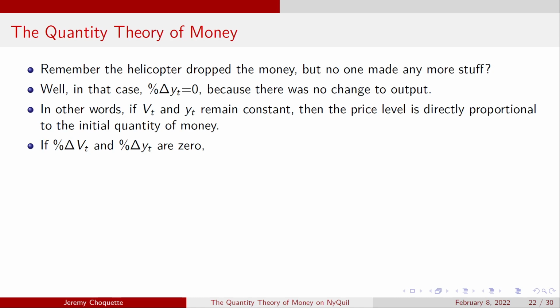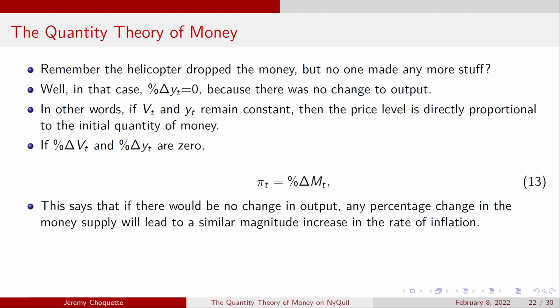So percent change in V and percent change in Y are equal to 0, which tells me that the inflation rate is equal to the percent change in the money supply. This says that if there would be no change in output whatsoever, any percentage change in the money supply leads to a similar magnitude increase in the rate of inflation. So if you increase the money supply by 20%, well, we're all screwed because there's going to be a 20% rate of inflation.